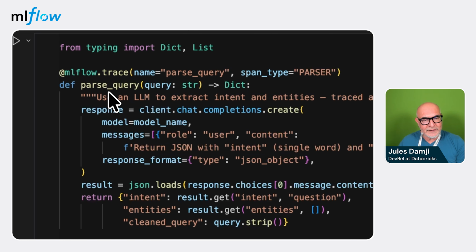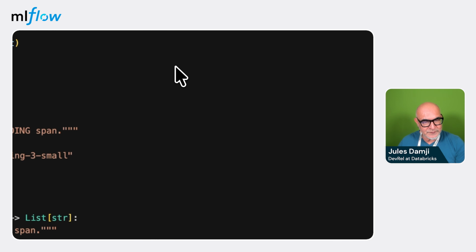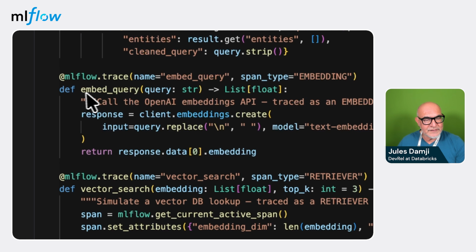So I have my parse query, as the name suggests. It's going to parse the query to say, what is it the user is asking? What is the intent? What is the entity that it wants to extract? And this would be the LLM call that actually extracts the entity, which is parsing the query. The second call over here is embed the query.